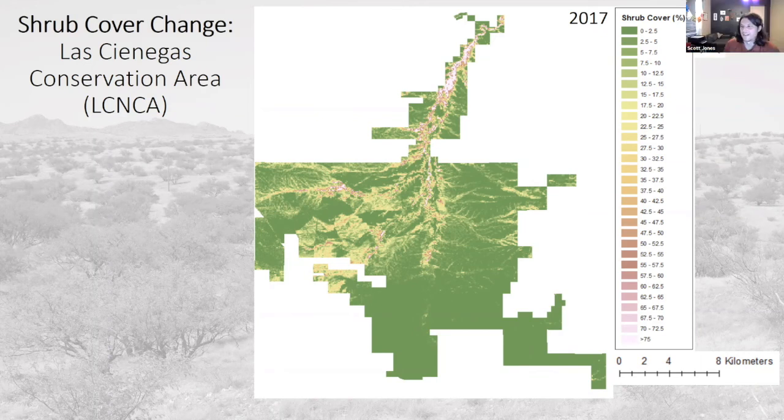I think Julia had another question. Yeah, going back to your methods, I'm sorry, I tuned in late and you're probably fine. But what was the method for doing the shrub analysis for the older photography, particularly 1936 and other unrectified imagery?